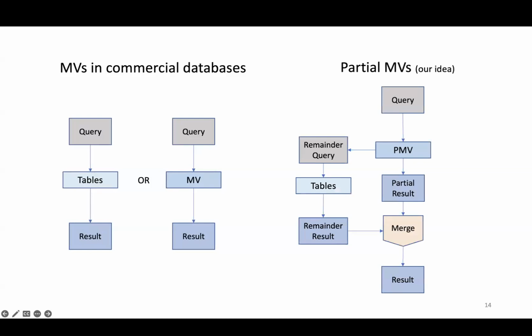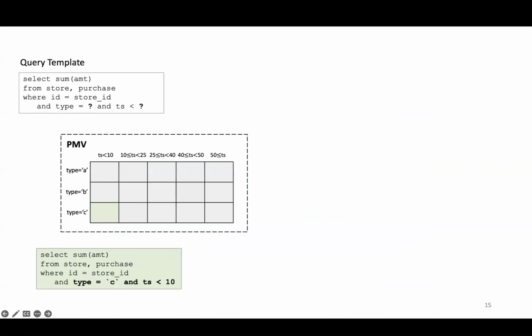And as I'll show in the following example, this gives us a lot more flexibility to trade off query performance for storage space. So let's say we have the same template as before. A partial materialized view is logically represented as a grid over the joint data space of the columns involved in the parameterized filters, in this case, type and timestamp. And each cell of this grid contains the result of executing the query over just the data represented by the cell. So for example, the green highlighted cell represents all data where type equals C and timestamp is less than 10. And the green cell contains the result of executing the green highlighted query, which only executes over the data that the cell represents.